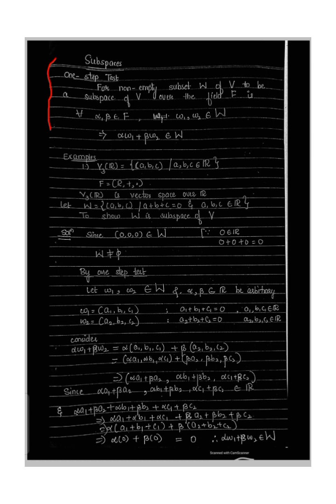What is that? For a non-empty subset W of V, suppose V(F) is a vector space and W is a subset of V. This W is said to be a vector subspace if we check only one condition. First of all, we have to take two elements from the given subset W, and we have to take two scalars from the field.